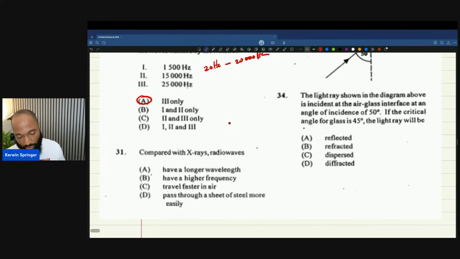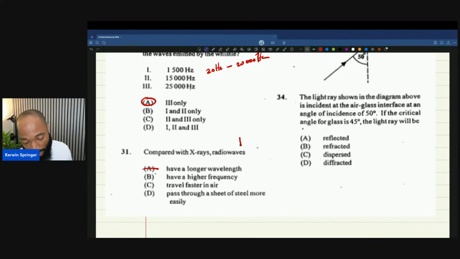Compared with X-rays, radio waves have a longer wavelength? Yes, it is longer wavelength. Higher frequency, no. Travel faster than air, no. Both of them travel the same speed. Pass through a sheet of metal more easily? No, it's actually the other way around. X-rays are more penetrative than radio waves.